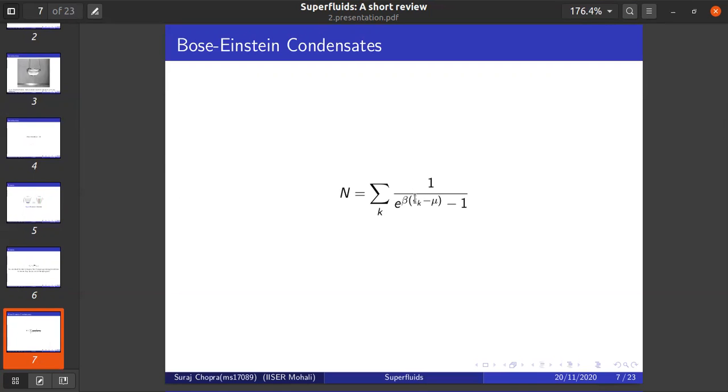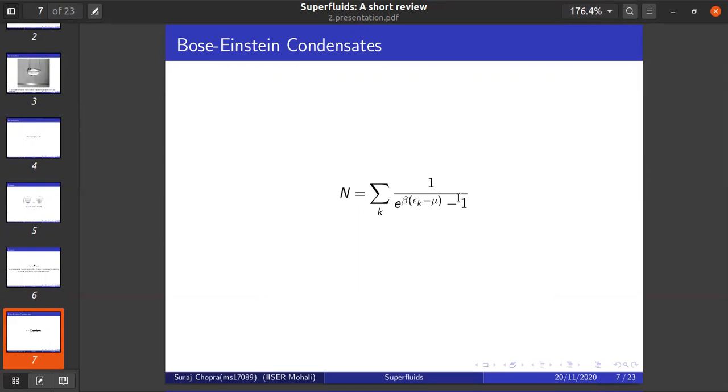So next we have Bose-Einstein statistics. This is the function for Bose-Einstein statistics. But what this function basically says is that the probability to have the nth particle in a state with energy epsilon k, and when the chemical potential is mu, is given by this particular fraction, 1 by this function.